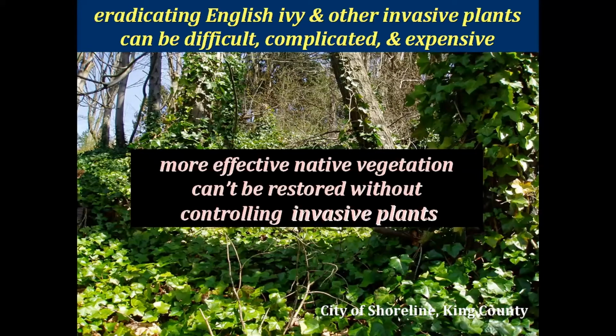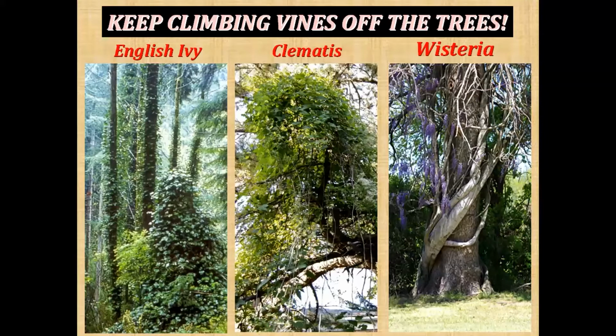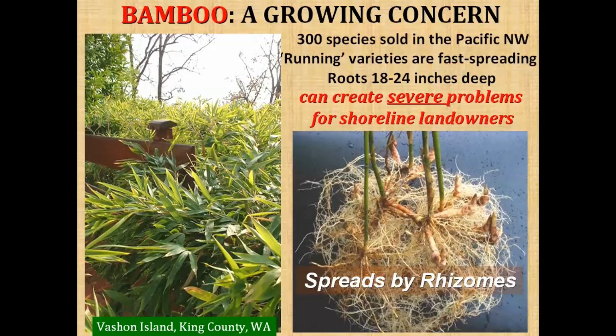At the very least, you want to keep climbing vines off the trees. Climbing vines such as English ivy, clematis, wisteria can add thousands of pounds of weight to a tree. They can also constrict its growth and in other ways impair its health. So if you decide you can't do anything else on an ivy infested property, at least keep the ivy off the tree. Now I have to talk about bamboo. I don't want to, but somebody's got to do it.